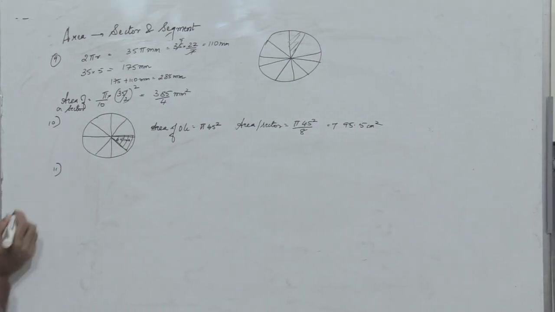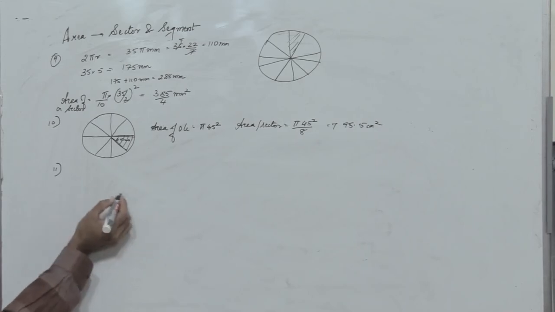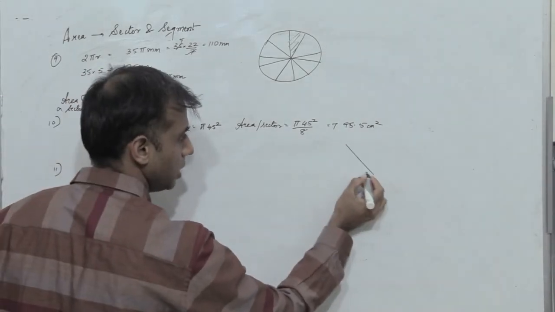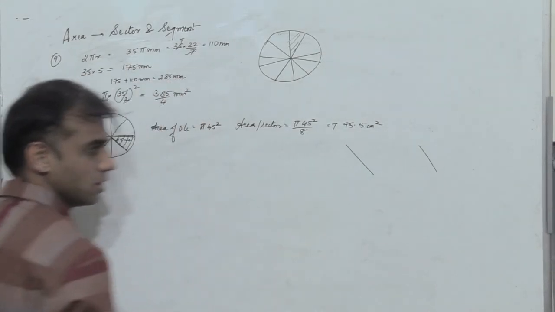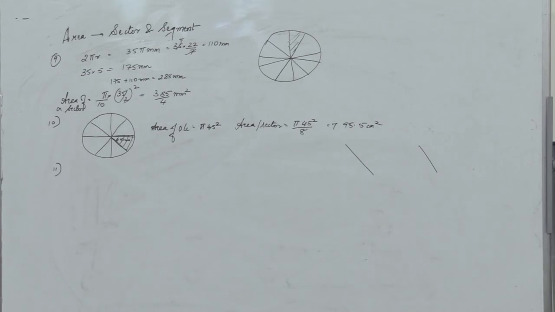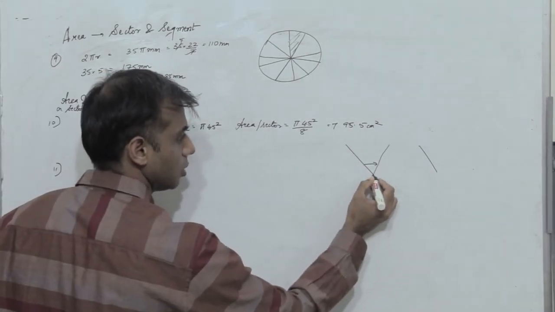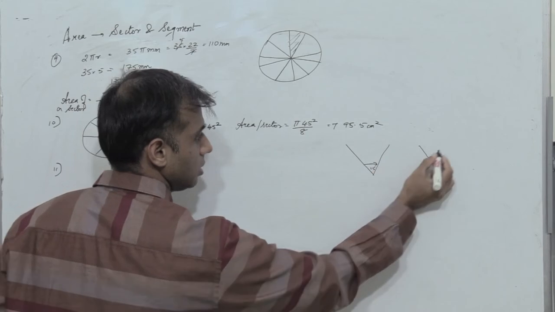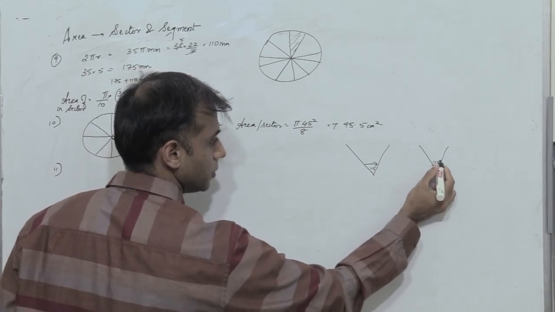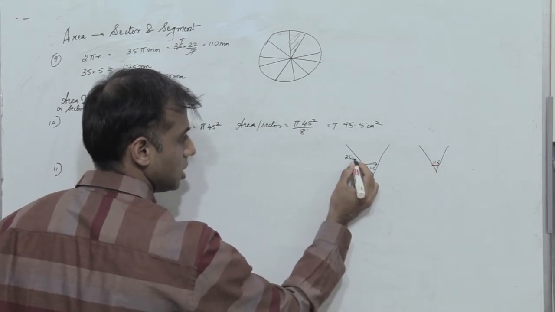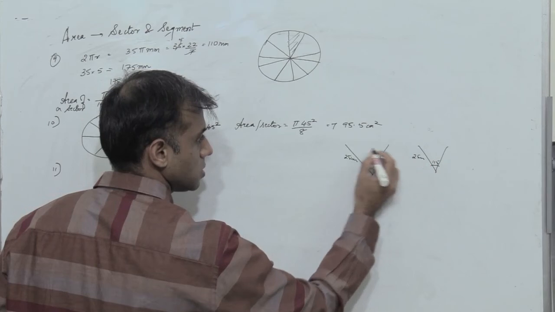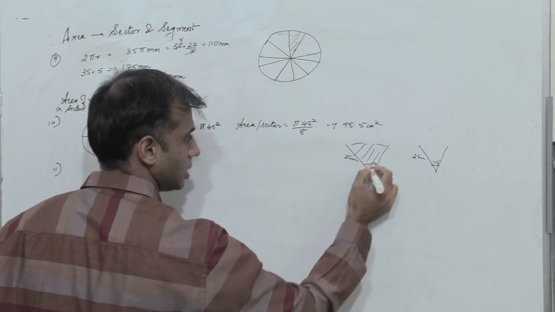Next, a car has two wipers, each blade is 25 centimeters. So you have a car wiper, each blade is 25 centimeters and it sweeps an angle of 115. This also sweeps an angle of 115. So 25 centimeters each. So we can find the area of this sector here.